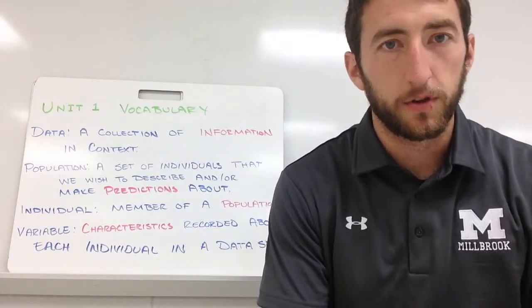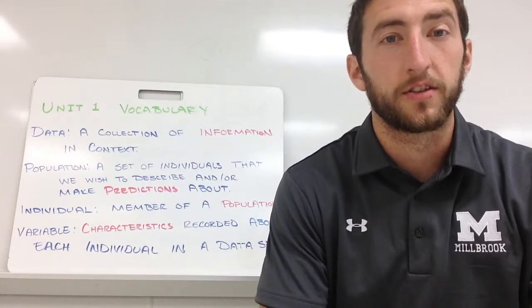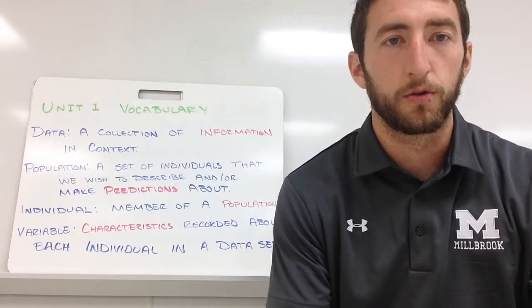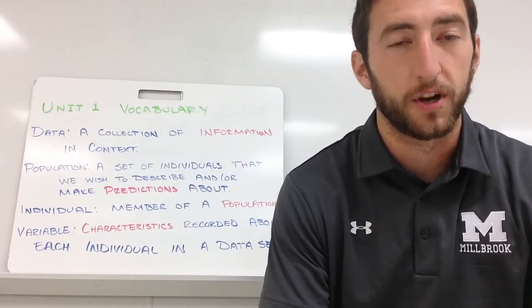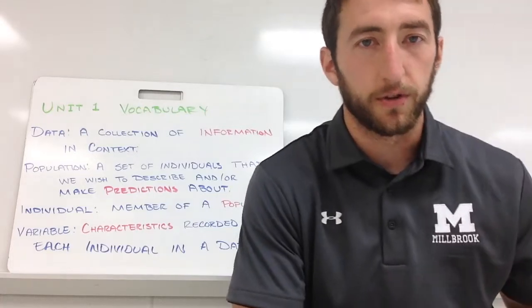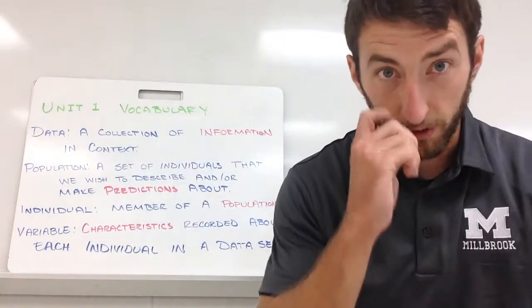Alright, so in this video we're going to talk about our Unit 1 vocabulary, which is univariate data and statistics, as well as categorical versus quantitative variables. We're going to be able to identify those different things at the end of this video. Alright, so first thing we've got to start with is some vocabulary.